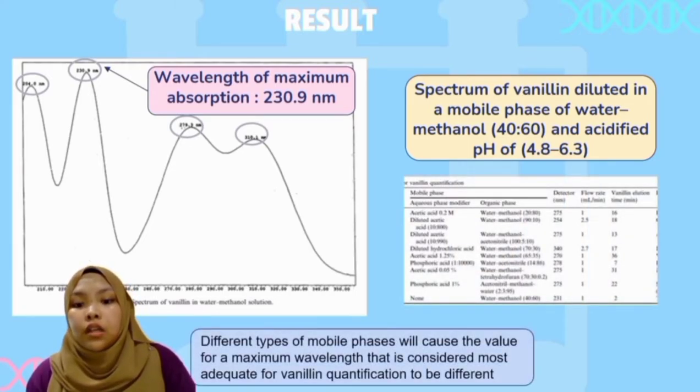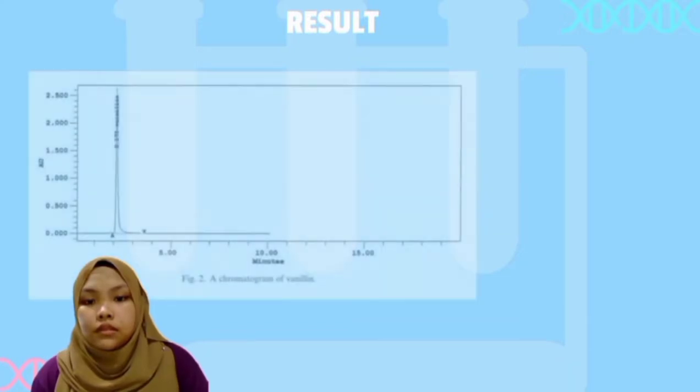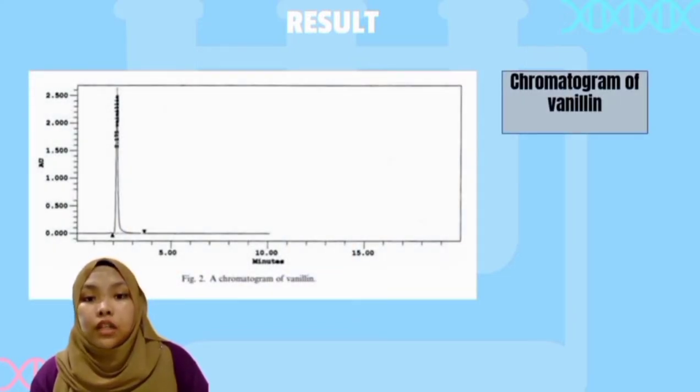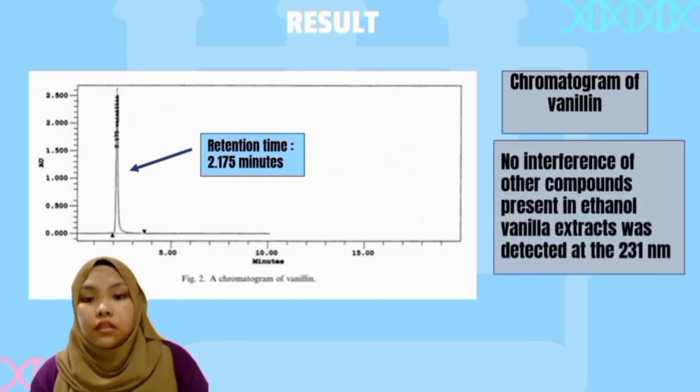From this table, we can know that different types of mobile phase cause the value of the maximum wavelength considered most adequate for vanillin quantification to be different. Next, this is the chromatogram of vanillin. As you can see, the retention time of vanillin is 2.175 minutes. Also, it shows that no interference or other compounds present in ethanol vanilla extracts were detected at the wavelength of 231 nanometers. So that's all from me.